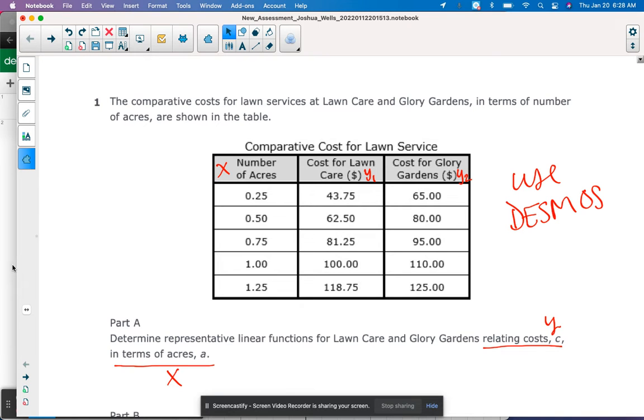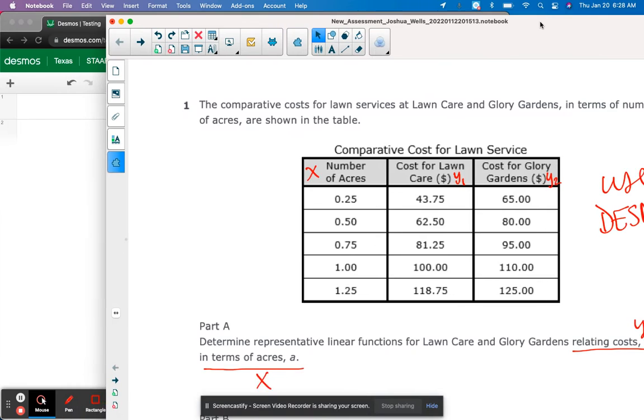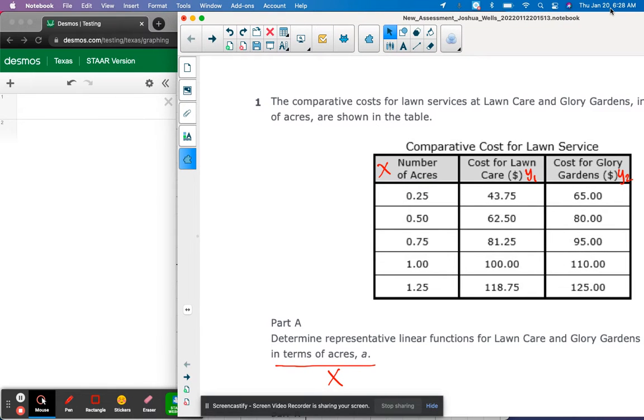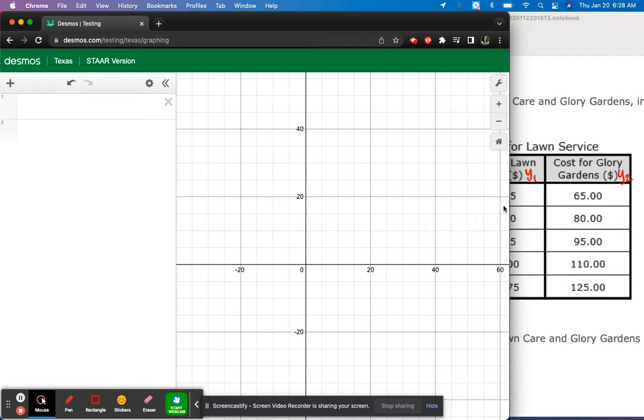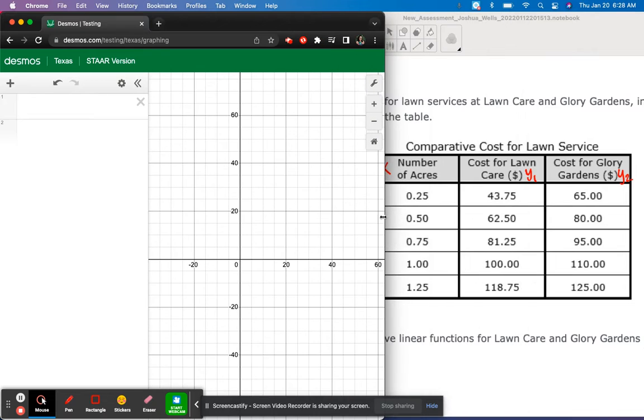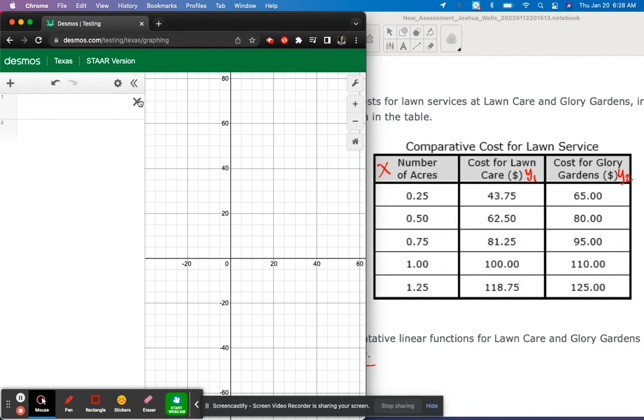Okay, so let's go ahead and enter these in. Let me fix my screen so I can see everything. So if we remember, to add this into Desmos, we need to create or add a table. And I'm going to type in the number of acres. So we have 0.25, 0.5, 0.75, 1, and 1.25. Once you get a couple of decimals in, Desmos figures out the rest for you.